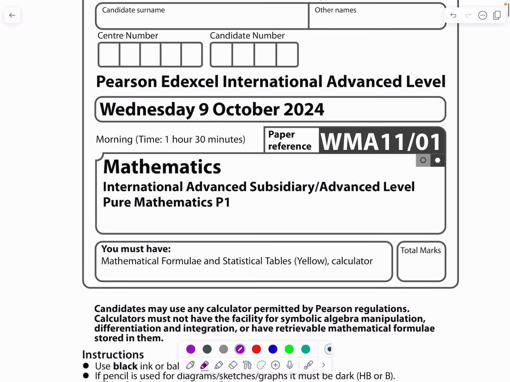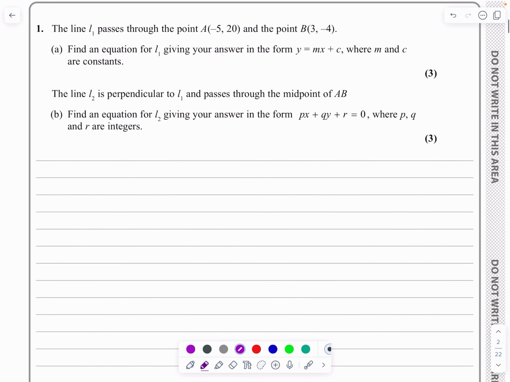Okay, this is the P1 paper from October 2024. This is question number 1, and as you can see when we're looking at it, this is the straight line graphs question. We're going to be finding the equation of a straight line. We're going to be looking at parallel and perpendicular lines. Let's read it through and see what it says.